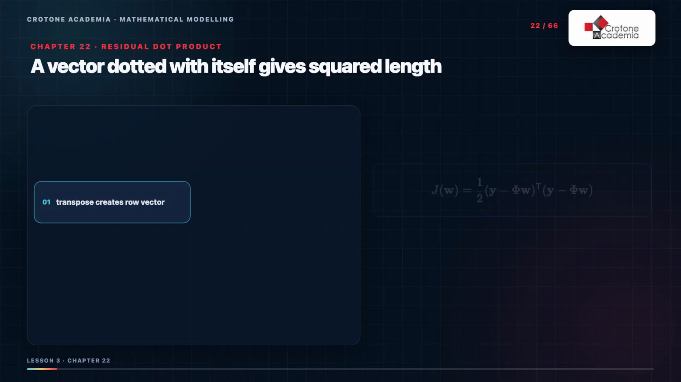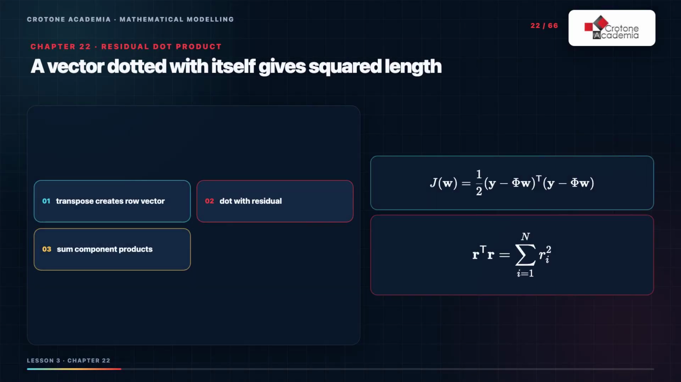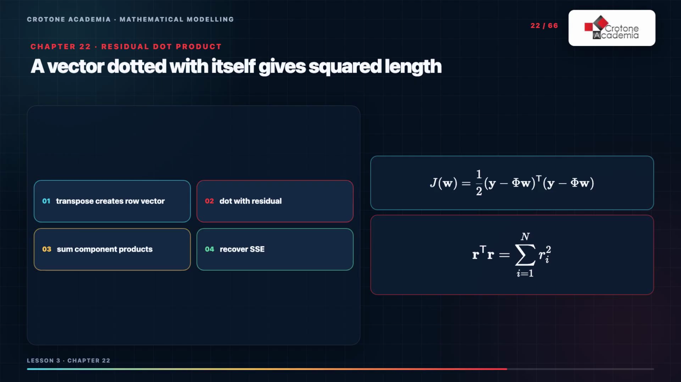The squared Euclidean norm can be written as a dot product. Transpose the residual column vector, multiply it by the residual, and add the component-wise products. This gives exactly the sum of squared residuals. Writing the objective this way exposes the matrix structure we need for differentiation.